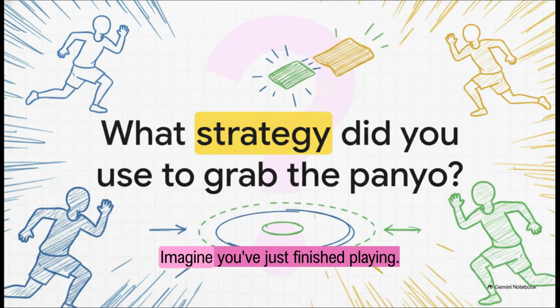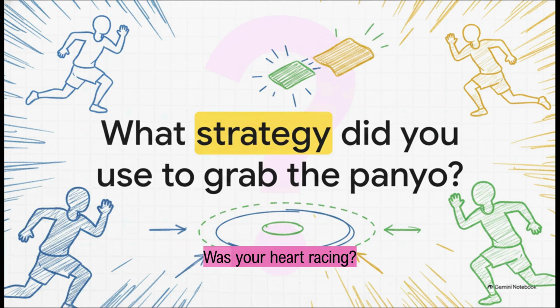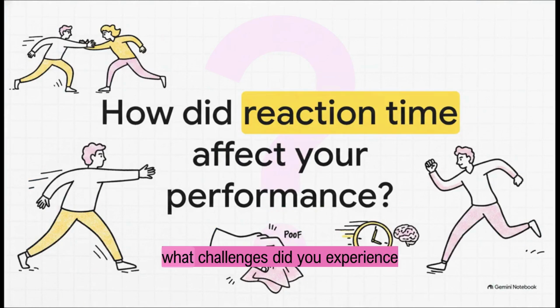Okay, fast forward. Imagine you've just finished playing. Take a deep breath. First, how did you feel when your number was called and you had to run for that panyo? Was your heart racing? And second, what strategy did you use to successfully grab the panyo and return to your base? Moving on to question 3, what challenges did you experience while trying to avoid being tagged? It is way harder than it looks on paper, right?